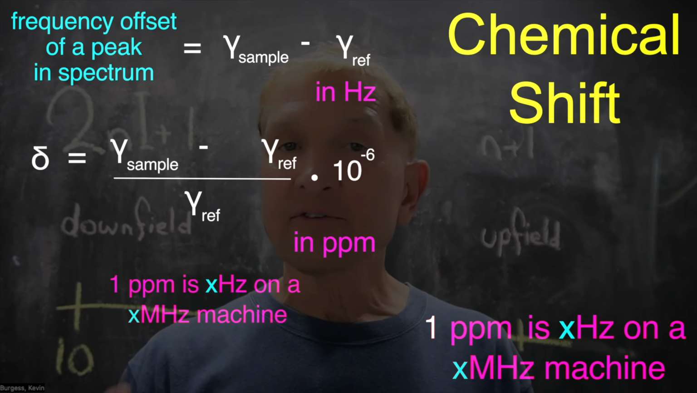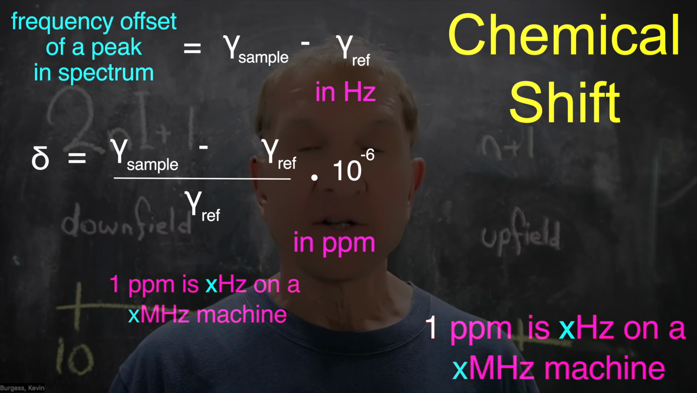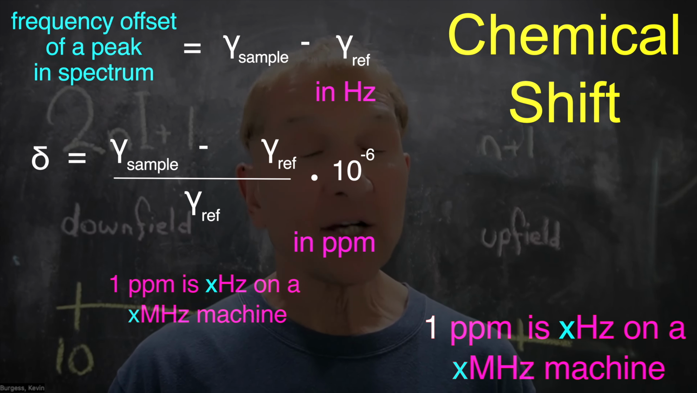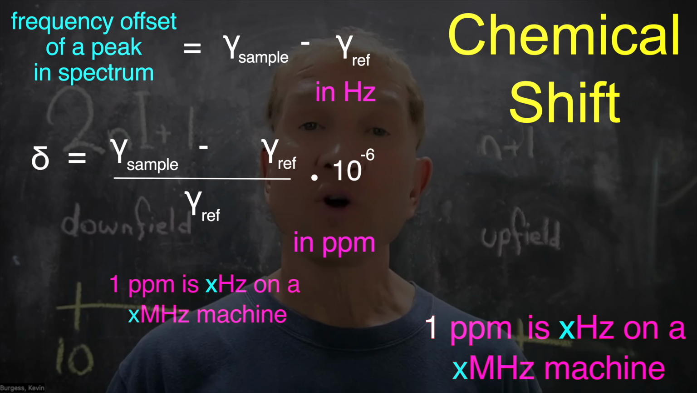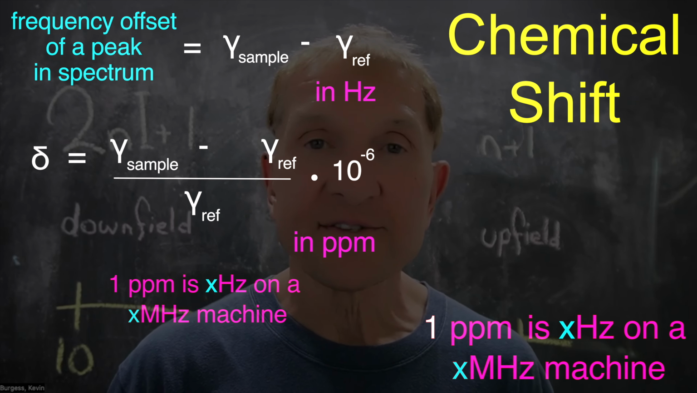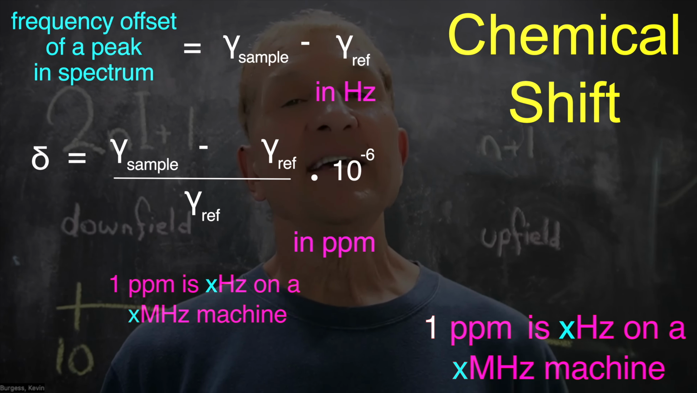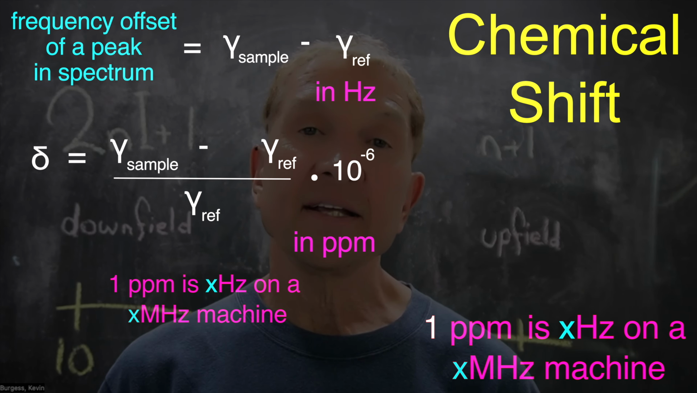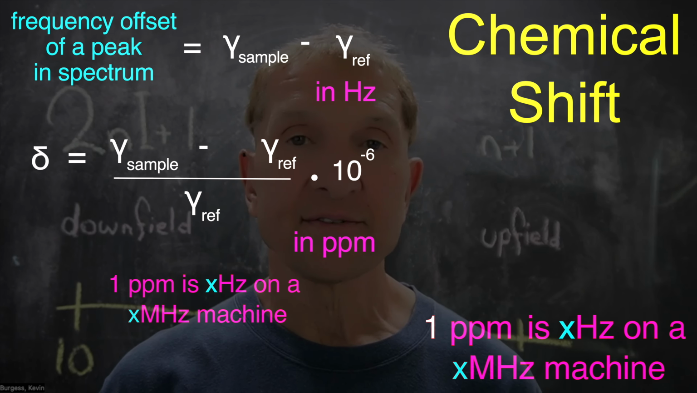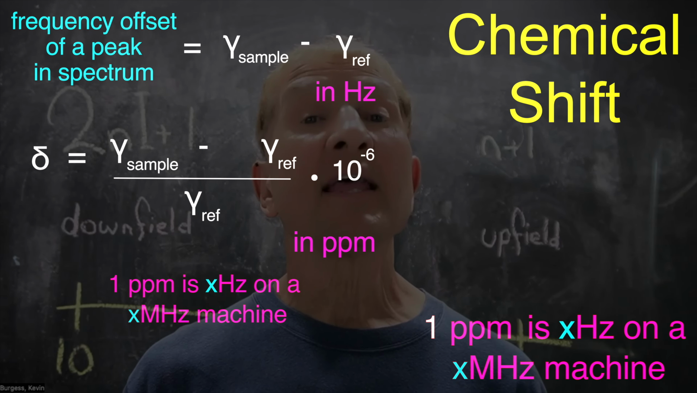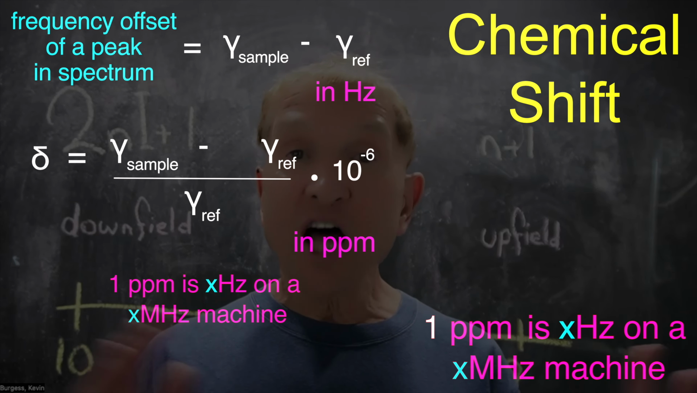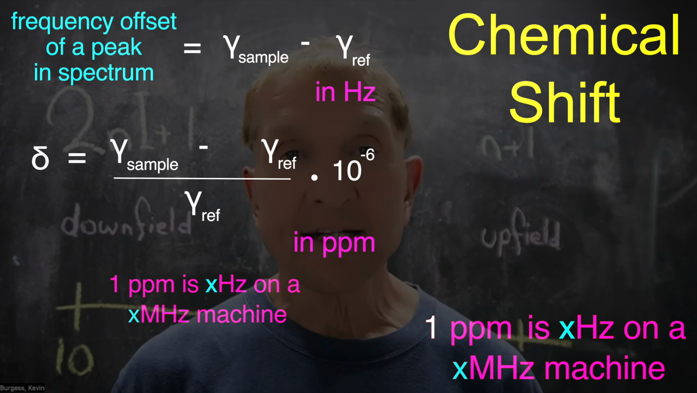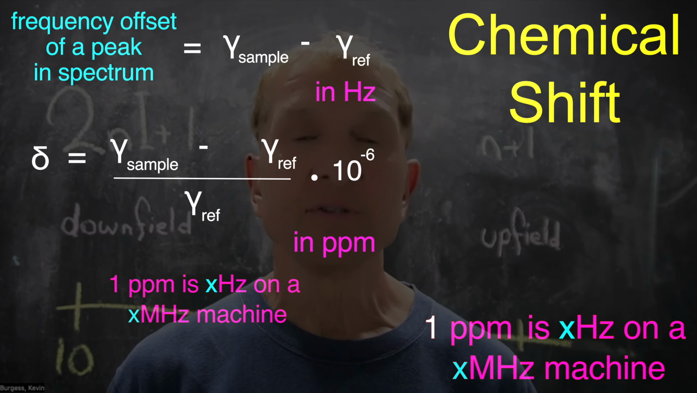That's the operating frequency. 1 part per million on a 500 times 10 to the 6 hertz, that's 500 megahertz, NMR machine corresponds to 500 hertz. On a 600 megahertz machine, it is 600 hertz. On a 1 gigahertz NMR machine, it is 1000 hertz. That means differences between resonances measured in hertz are larger for larger spectrometers. Bigger magnets give more dispersion in NMR.